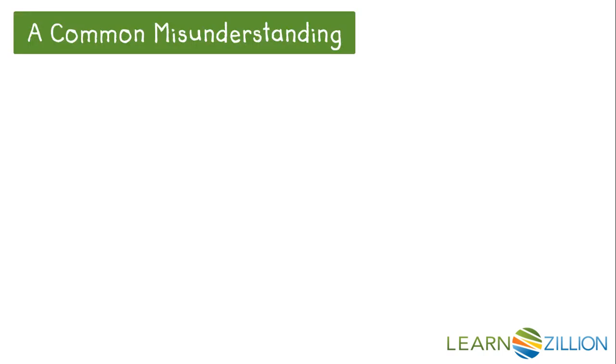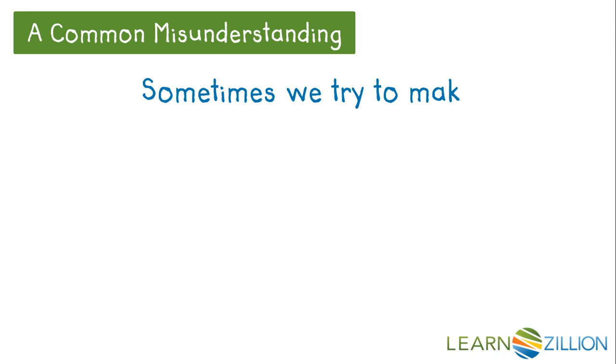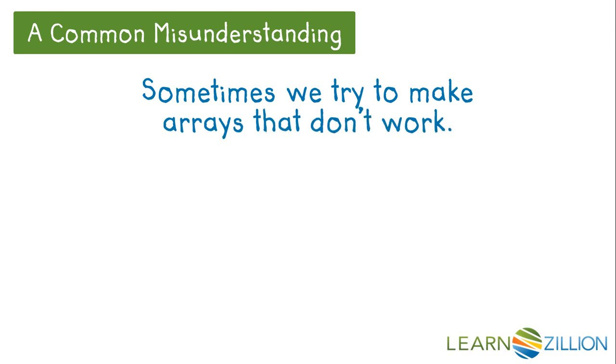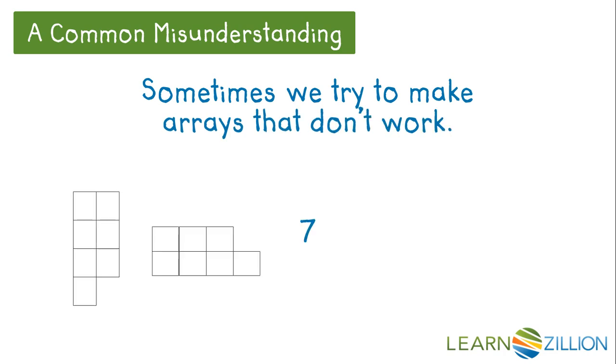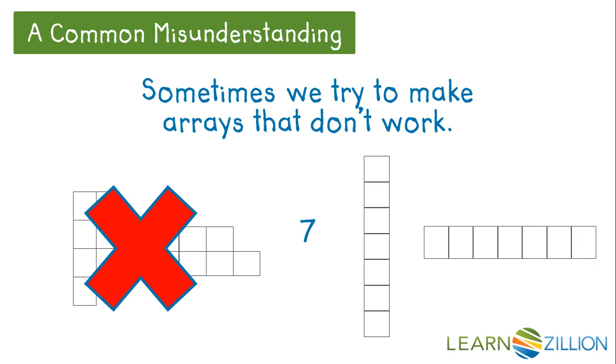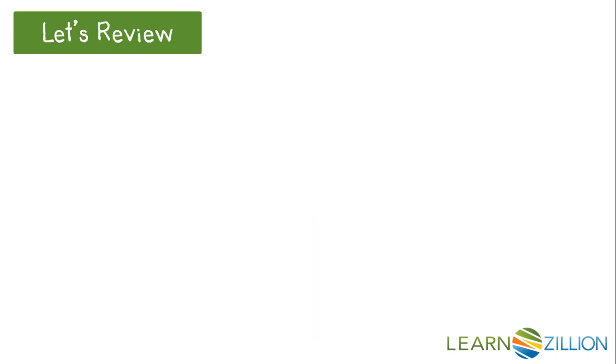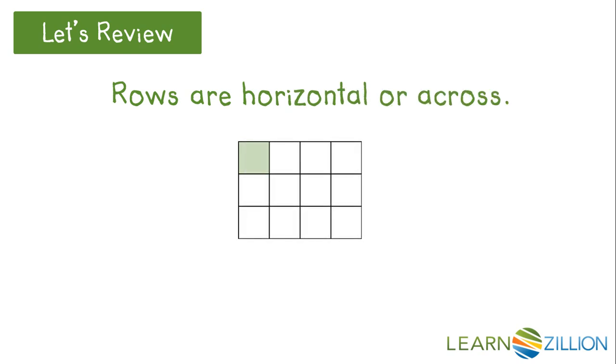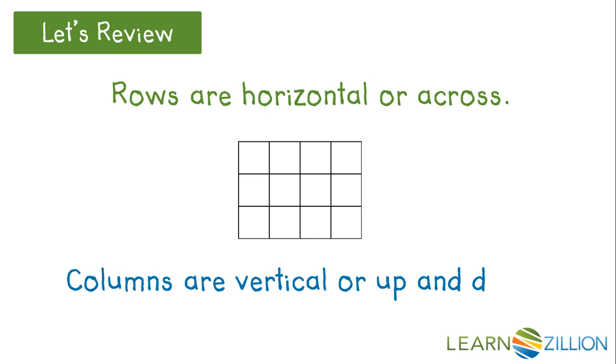A common misunderstanding is that sometimes we just try to make arrays that don't work. Take 7, for instance. We can't make an array that is by 2s for 7, since there'd be one left over. Instead, an array of 7 would simply be a column or a row of 7. Let's review. Rows are horizontal or across, while columns are up and down or vertical.